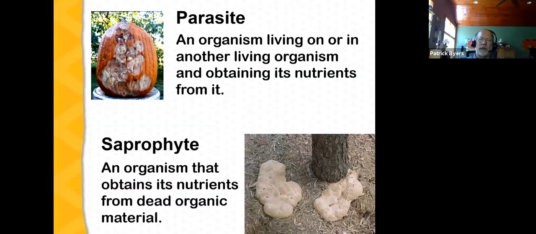A saprophyte, on the other hand, obtains its nutrients from dead organic material. Yes, it feeds on something that was once living, but the actual impact of a saprophyte is much less because, again, it's feeding on something that's already dead, something that's in some stage of decomposition. That lower picture is a picture of a slime mold, and it's actually feeding on the mulch on the ground around the base of the tree. It's not feeding on the tree, it's actually feeding on the nutrients in the mulch as it breaks down.